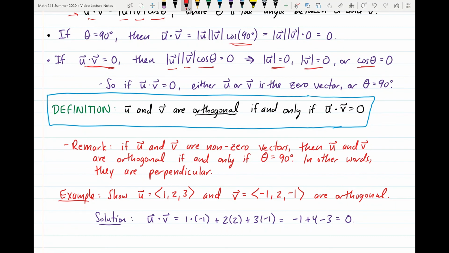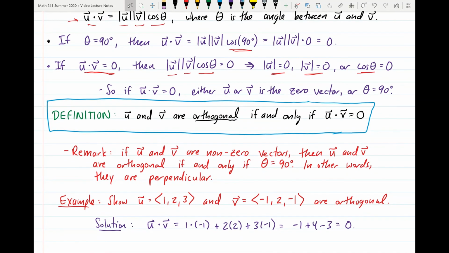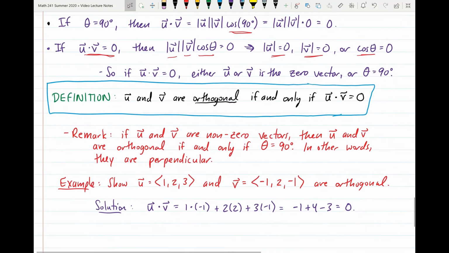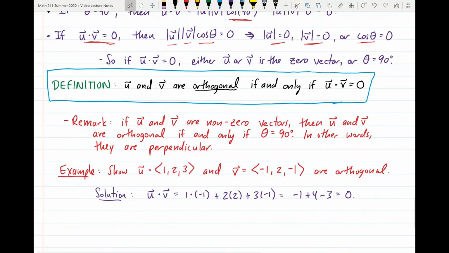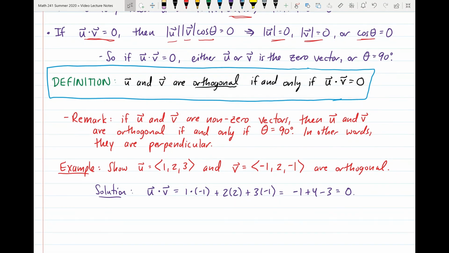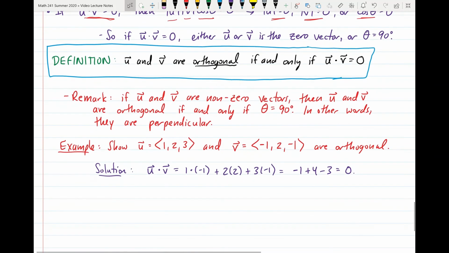So if our dot product, u dot v, is equal to 0, either u or v is the 0 vector or theta is equal to 90 degrees. So if u and v are both non-zero vectors and the dot product is equal to 0, it implies that the angle between u and v has to be 90 degrees. And this leads into the definition of orthogonal vectors. Two vectors, u and v, are orthogonal if and only if u dot v is equal to 0. And again, if u and v are both non-zero vectors, then u and v are orthogonal if and only if theta equals 90 degrees, where theta is the angle between them. So if and only if the two vectors are perpendicular.